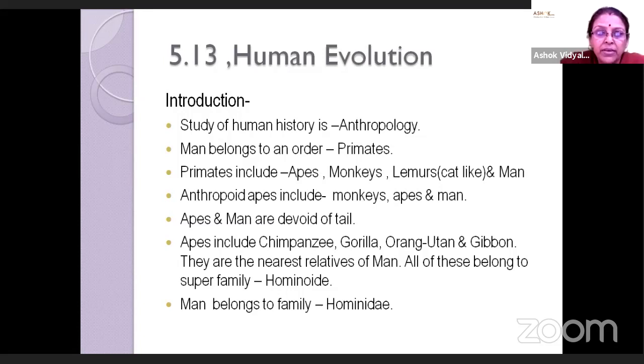Apes include chimpanzee, gorilla, orangutan, and gibbon. They are the nearest relatives of man. All of these belong to the superfamily hominoid, and man belongs to the family Hominidae. Whenever it ends with -idae, that means it is a family, like Malvaceae and Papilionaceae in botany. In the same way here, it is Hominidae.